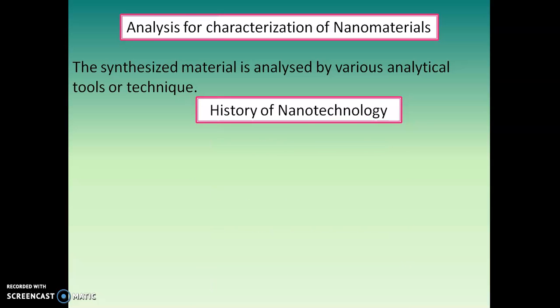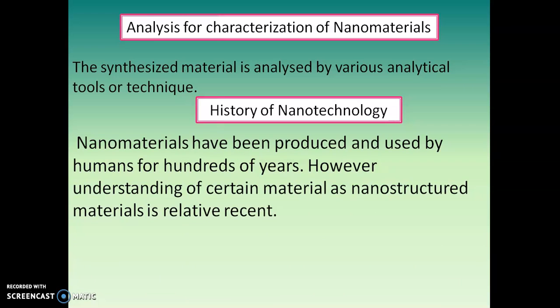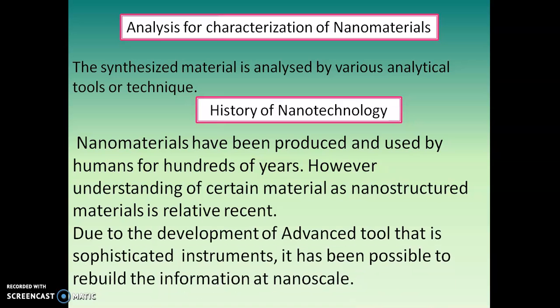Now we see about the history of nanotechnology. Nanomaterials have been produced and used by humans for hundreds of years. However, understanding of certain materials as nanostructured materials is relatively recent. Due to the development of advanced tools, that is sophisticated instruments, it has been possible to retrieve the information at nanoscale.